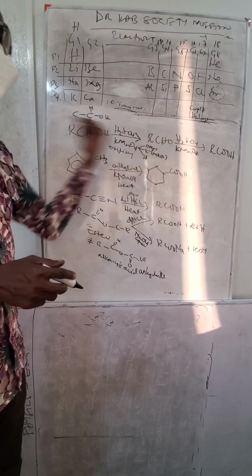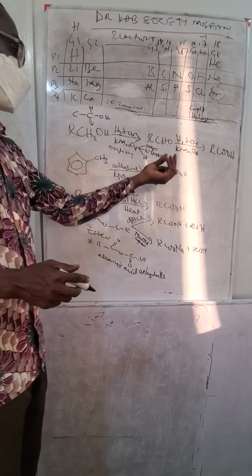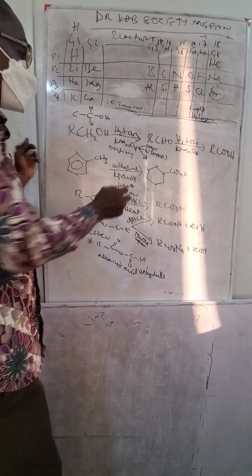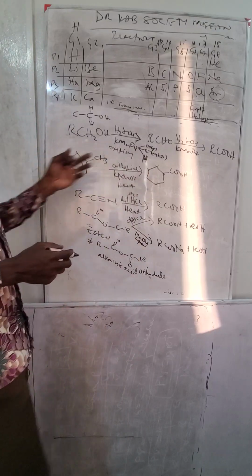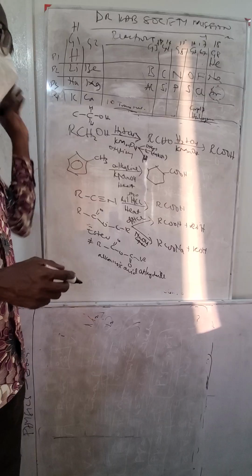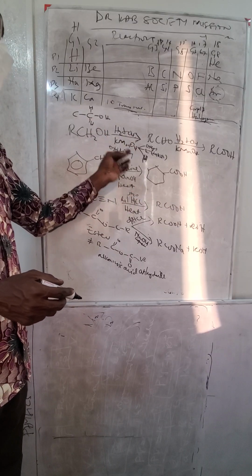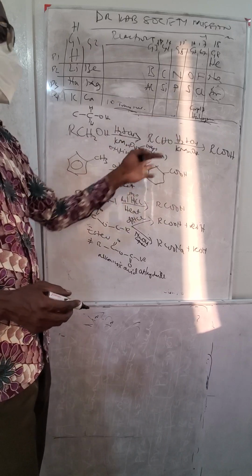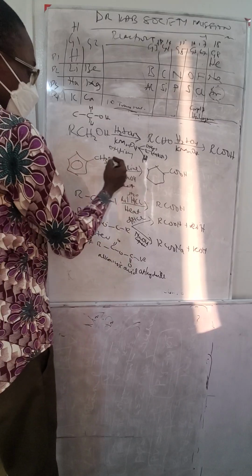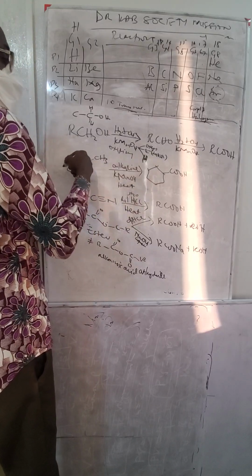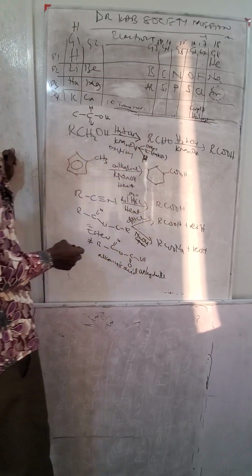If you add electrons, you reduce. If you take them, you oxidize the thing. And if you take hydrogen from the compound, you have also oxidized it. But if you add hydrogen to it, let's say a hydrogen radical, then you have reduced it. So taking away hydrogen is oxidation, taking away electrons is oxidation, and adding oxygen is oxidation.